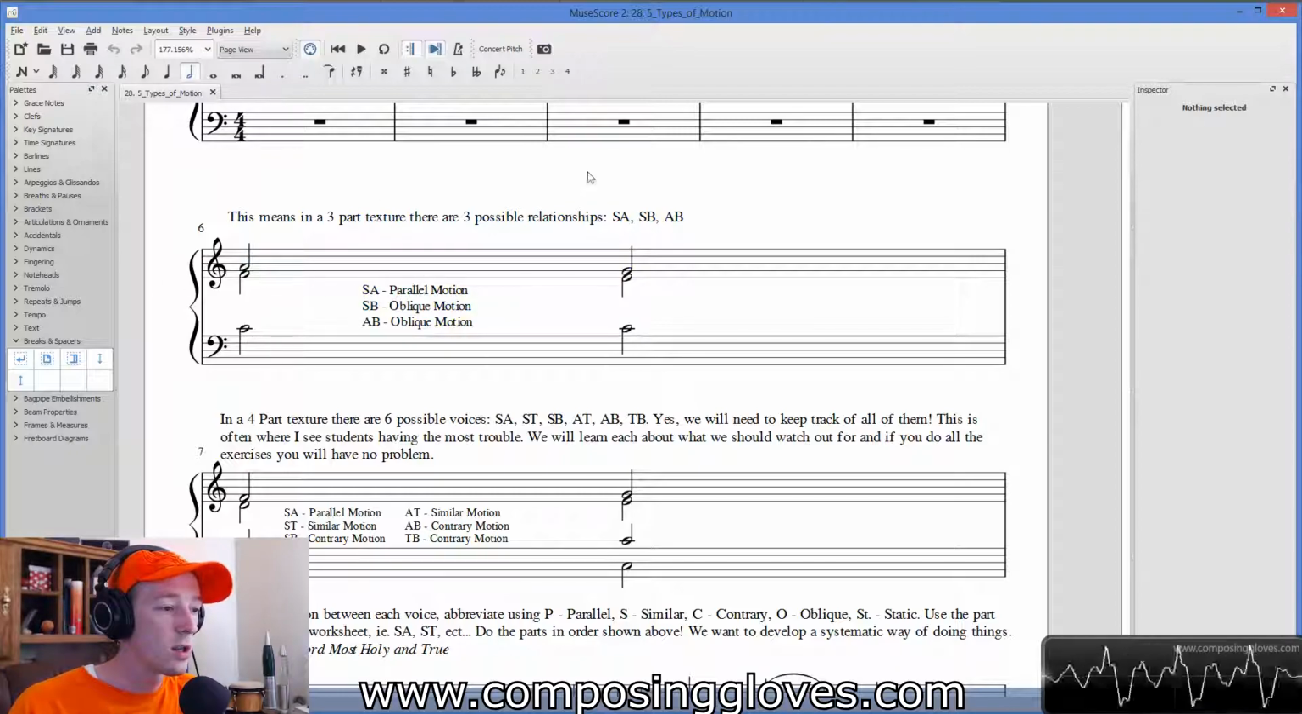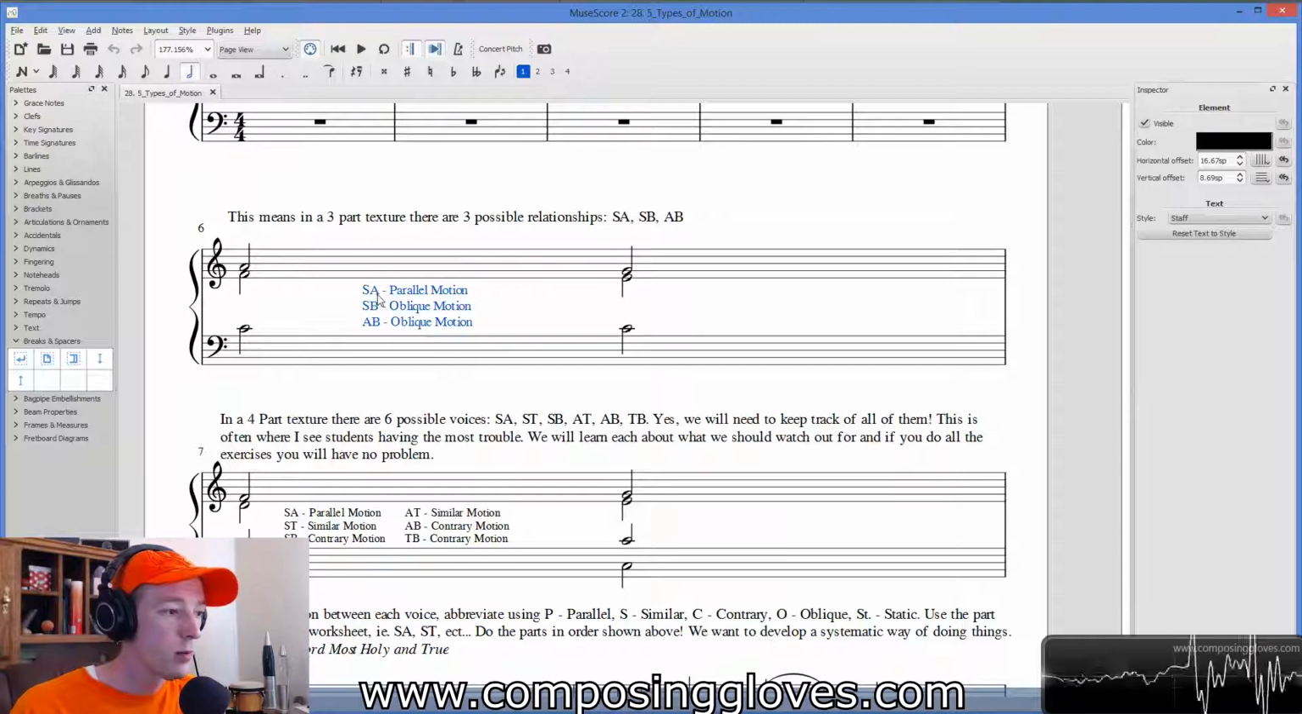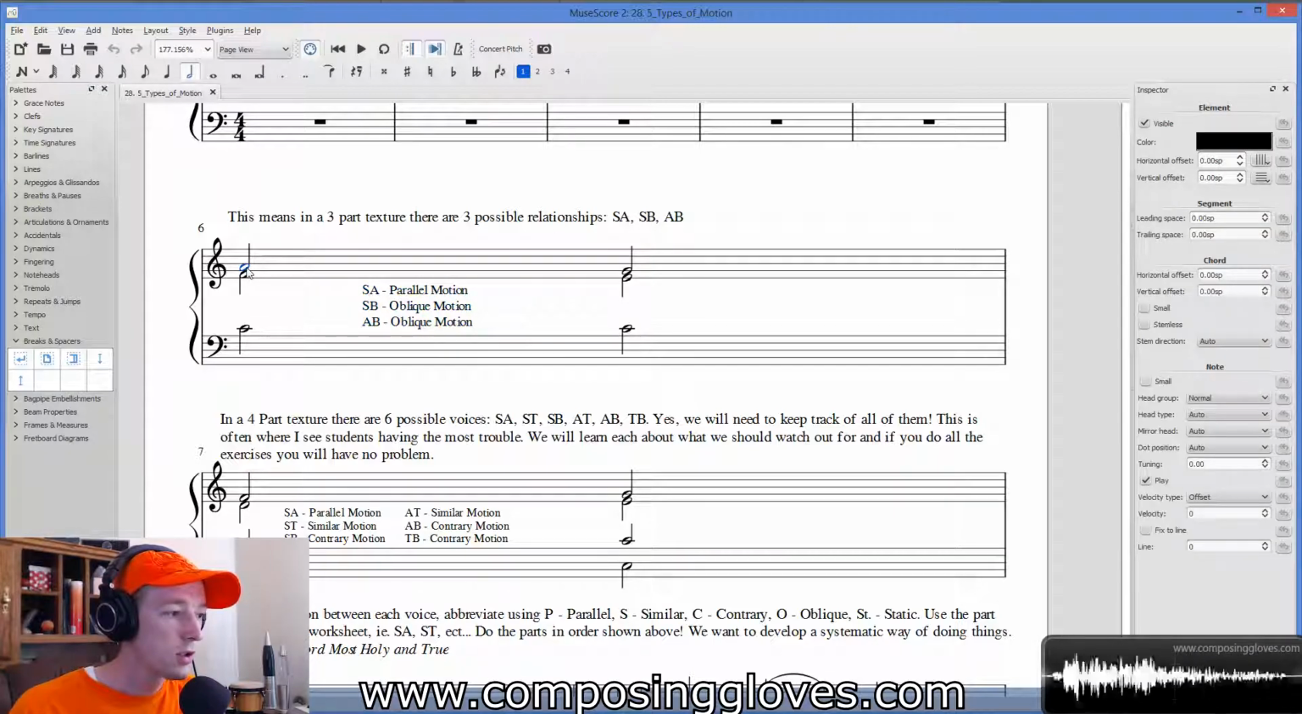But if we were to look here, let's say we're going to analyze these textures, right? We're going to analyze these parts. So we say for soprano to alto, here's the soprano and here's the alto. And they both go down. Soprano goes down to a G and the alto goes down to an E. And they go down by the same amount. And so we call that parallel motion.